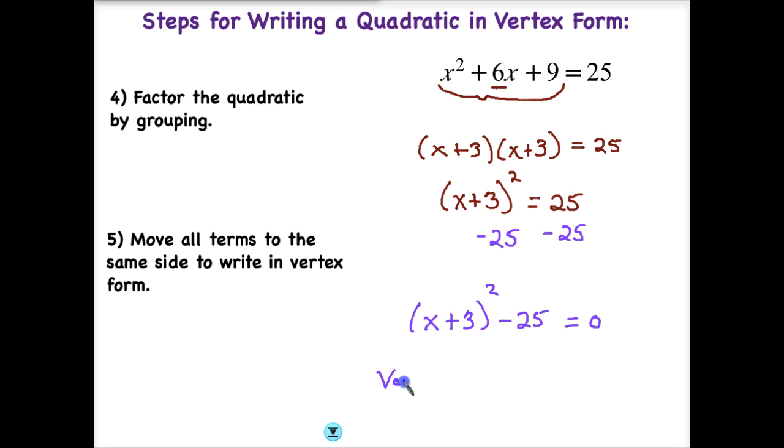If I want to pick out my vertex, it's going to be opposite of the positive 3, so we have a negative 3, and negative 25. And now I have my vertex.